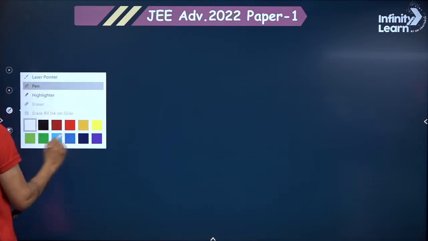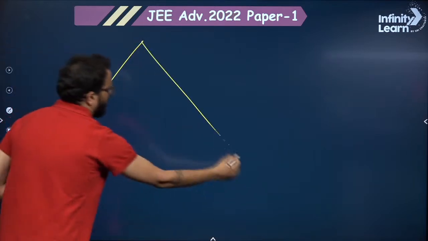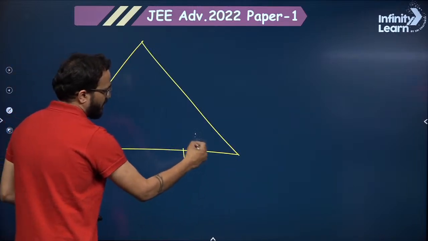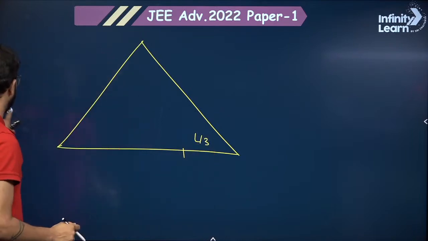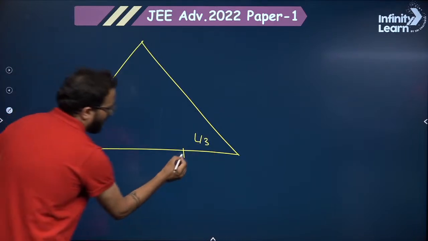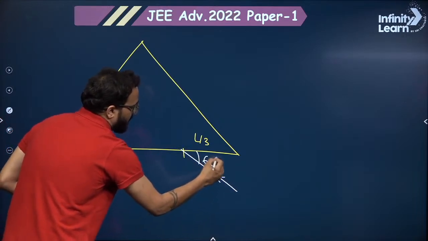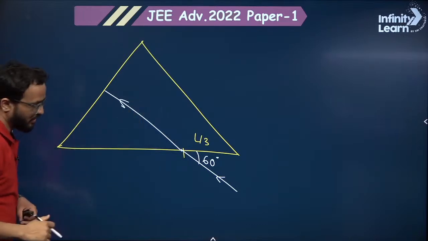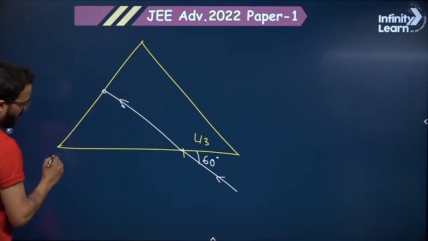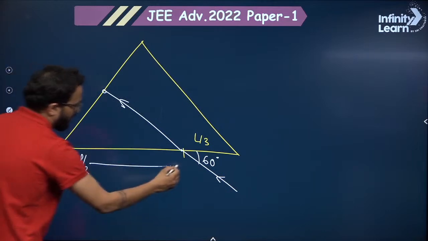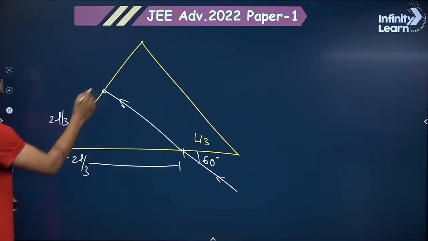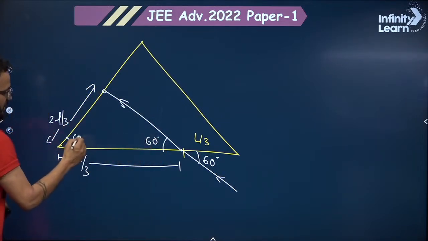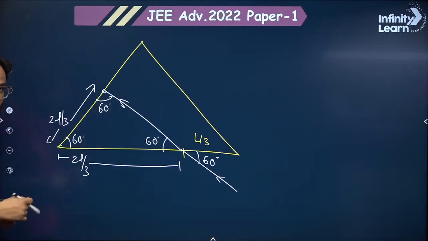Here another case is this. Suppose they are saying that this is at L/3, right? At L/3, suppose the ray of light comes at 60 degrees, right? So it will go and strike here. So obviously, according to symmetry, if this distance is 2L/3, so this will be 2L/3. This will be 60 degrees. This will be 60 degrees. This will be 60 degrees. One reflection has taken place here, right?